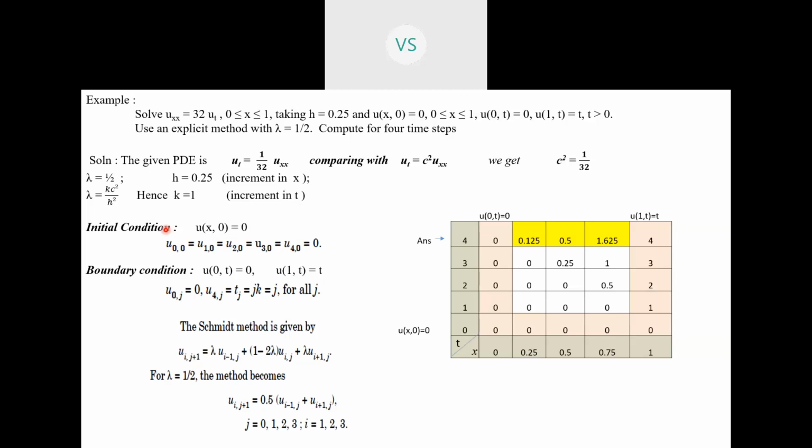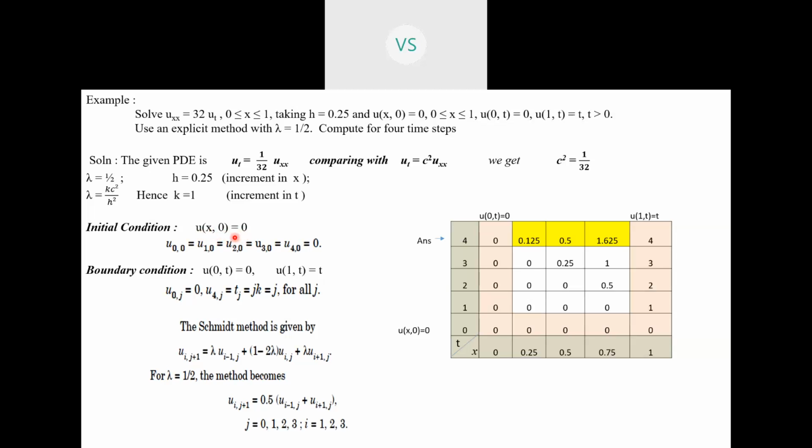Now how to determine the initial conditions and boundary conditions from this? It is given u(x, 0) is equal to 0. Now u is a function of x and t. Here 0 denotes the t value. So u(x, 0) means at time t is equal to 0 and at any x, u has a value of 0.